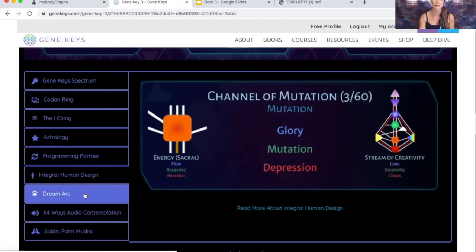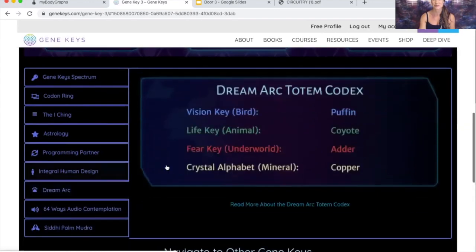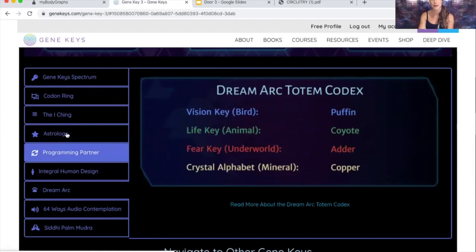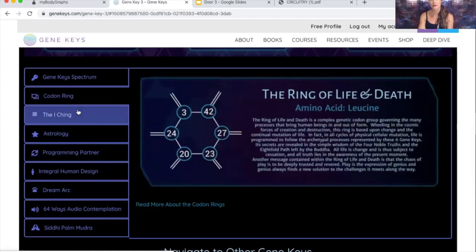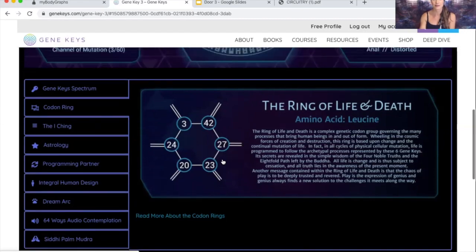Creativity and love are keywords as well. And I like the dream arc, the little puffin. That's a super cute animal that is very playful. So that's for sure a keyword. And I don't want to go into the codon ring completely, but it's the codon ring of life and death. So we were in the 42, the cycles of life and death last week, and now we are in the mutation, kind of the start of something new this week. So we're going to also be in the 27, the 24, and the 23, close to now. I feel like that's probably it.